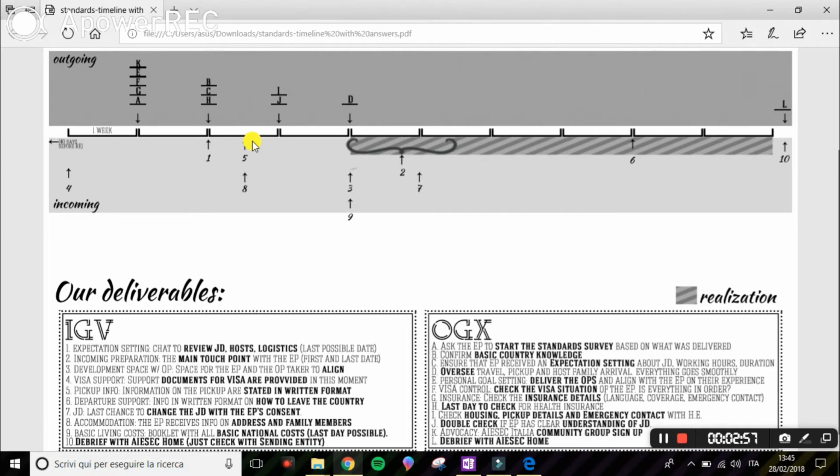Then in the same period, IGV is going to provide all the information about pickup and accommodation in a written format.